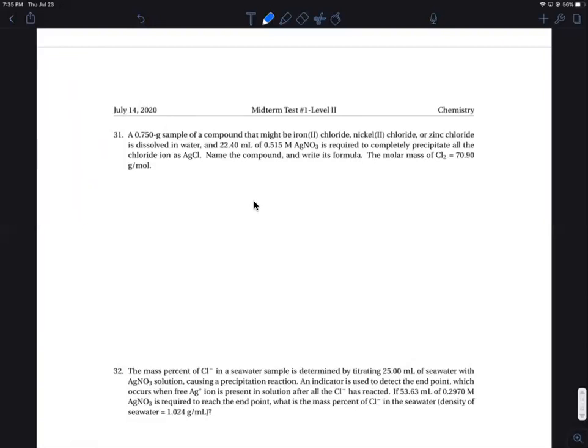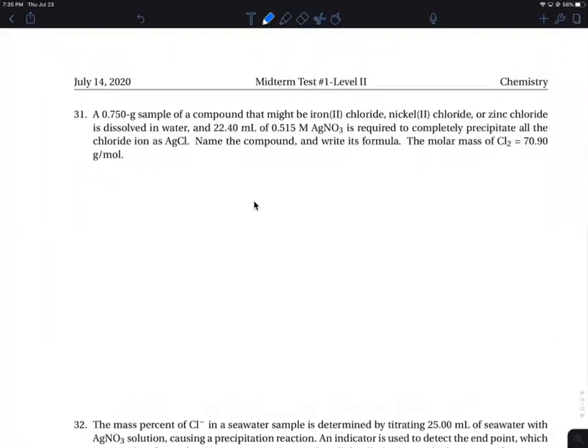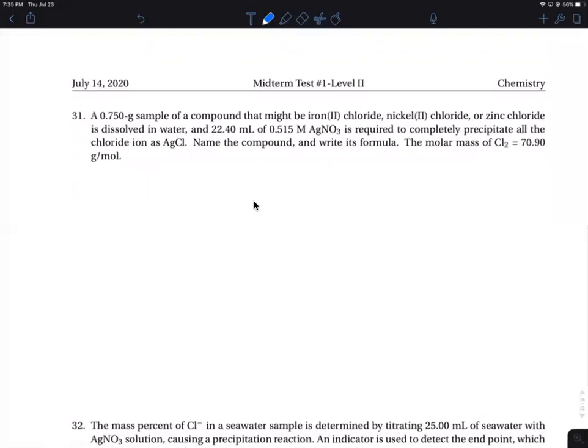All right, and now for number 31. So, all right, we're trying to find out what this compound is. So for now, let's go ahead and call it MCl2. It's going to form ions with a plus 2 charge.